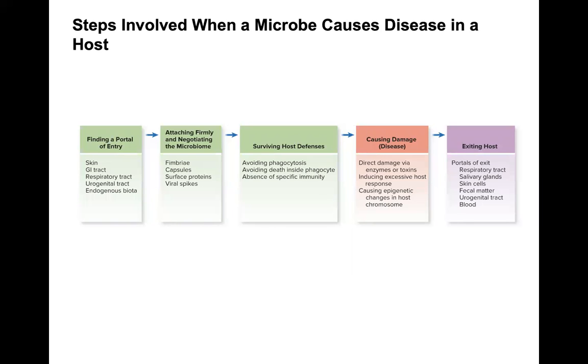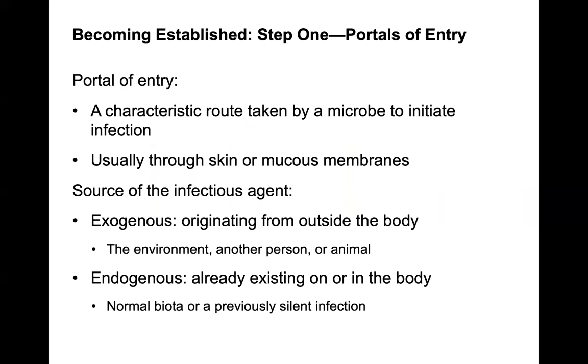Fourth would be causing disease or causing damage, including direct damage via enzymes or toxins, inducing excessive host response, or causing epigenetic changes in host chromosomes. And then finally, the fifth stage of pathogenesis is exiting the host, and that's really a lot of the same ways that you entered into the host, except that you would leave either respiratorily through salivary glands, skin, fecal matter, urogenital tract, blood. And again, there's a lot of other ways you can either enter or exit as well. This is not a complete list.